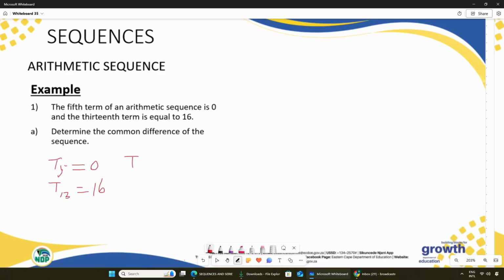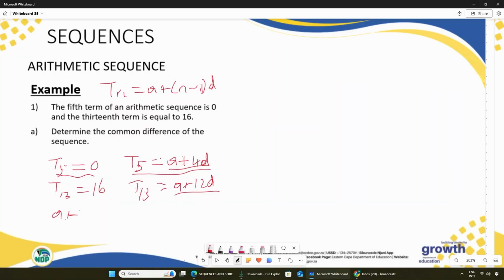What do you know? You know that from the general sequence, T5 is equal to A plus 4D. You have that in an arithmetic sequence. Now T13 is equal to 16, so that simply means in a general sequence T13 is equal to A plus 12D. Remember what I said: you do not have to memorize the general sequence. You can also use the formula, which is Tn equals A plus (n minus 1)D.